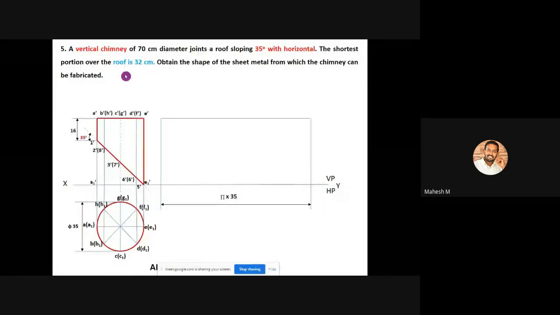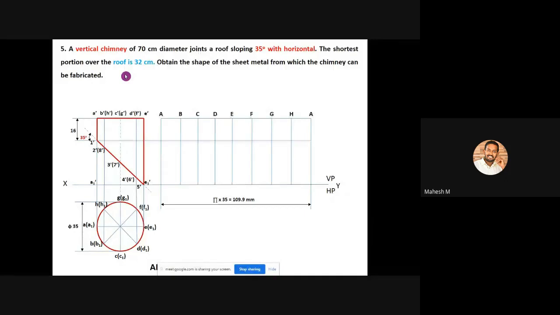Okay, so the procedure is that you have to create a rectangle with different sections. So here we have divided this into 8 divisions. So you have to divide this rectangle into 8 subdivisions. So what is the length of this particular rectangle? So the formula is pi into d. Okay, the value of pi is 3.14 and d is 35. So the length of this particular rectangle is 109.9 mm. So it is approximately equal to 110 mm.